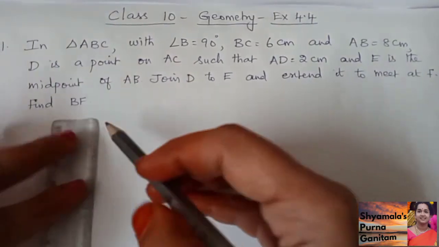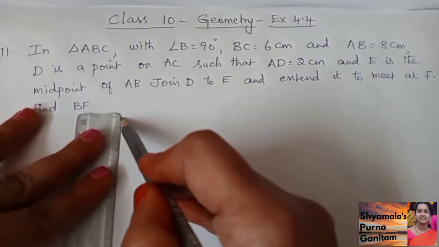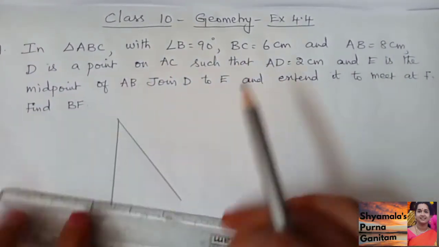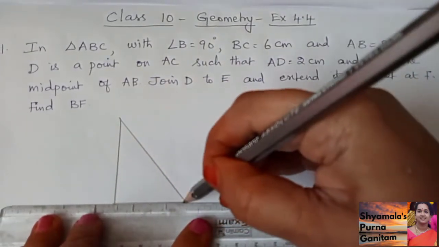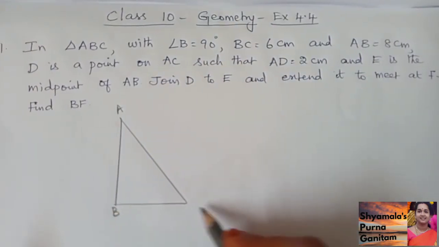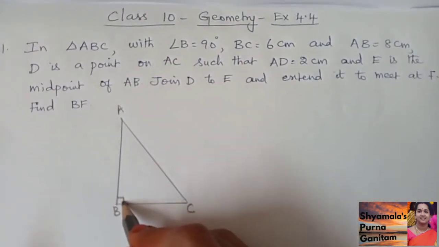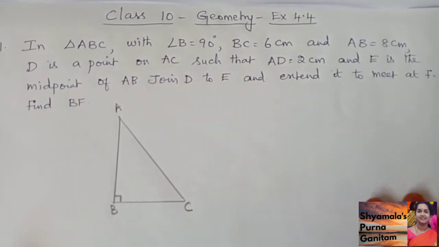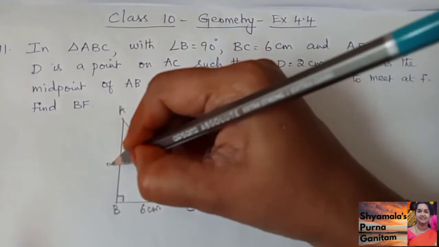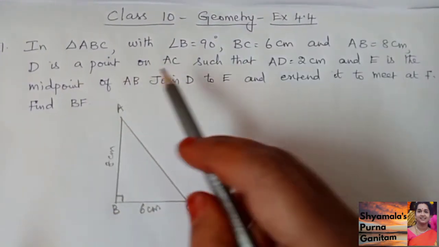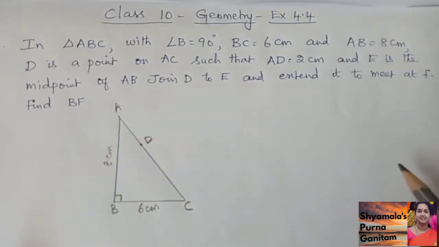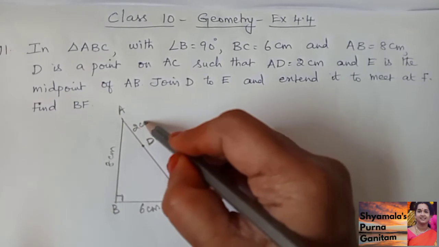So we'll draw a diagram for the given information. Angle B is given as 90 degrees, so we'll draw a triangle first with angle B as 90 degrees. A rough figure only we are going to draw. So ABC is a triangle with angle B 90 degrees. BC is given as 6 centimeter and AB is given as 8 centimeter. Then D is a point on AC, so we'll keep a point D on AC such that AD is 2 centimeter.